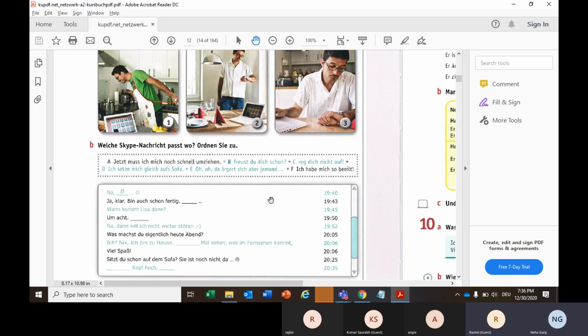Ja klar. Ja. Klar. Bin auch schon fertig. Ich habe mich so beeilt.